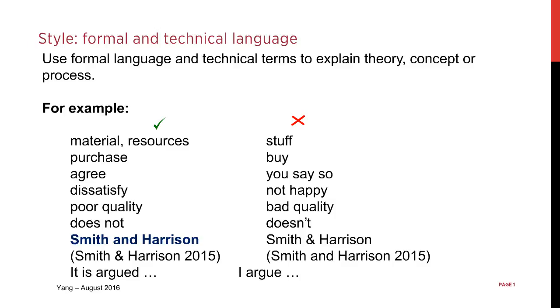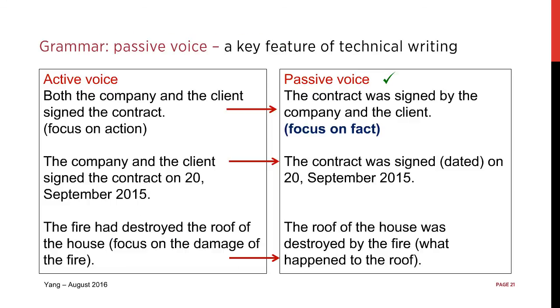When doing in-text citations and the author is part of your text, remember to use and, not the ampersand. And when the author is in brackets, use ampersand and remember not to use and. Finally, don't use first person, so use it is argued rather than I argue.